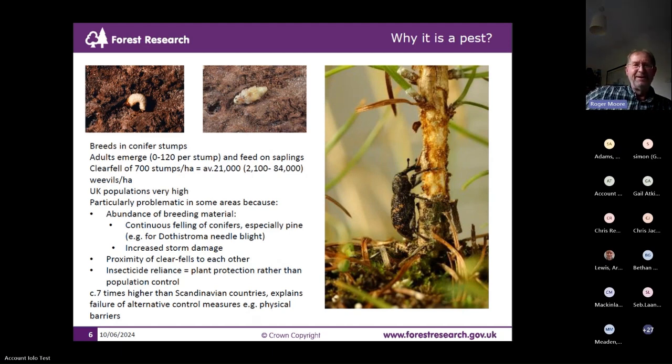They feed on saplings. If we've got, for example, a clearfell of 700 stumps per hectare, we can get an average emergence of somewhere in the region of 21,000 weevils per hectare. But it tends to range between 2 and 84,000 or so insects per hectare at any point in time. And a single insect can actually kill the tree. And that's, I guess, why they cause such heavy damage and why the trees in particular need protection.